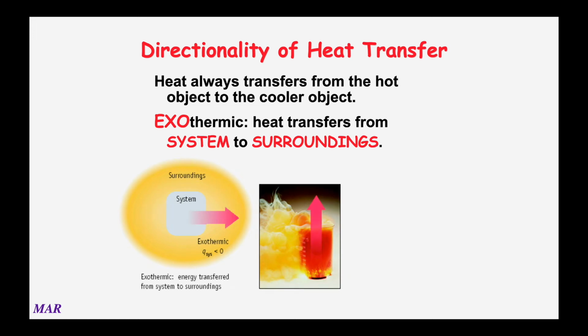An exothermic reaction is when the heat goes from the system to the surroundings. So if you have hydrogen and oxygen coming together to make water, a lot of energy is created by the system, and that energy has to go somewhere, so it goes to the surroundings, maybe to the other molecules or the container or whatever. So an exothermic reaction just means energy goes from the system to the surroundings.